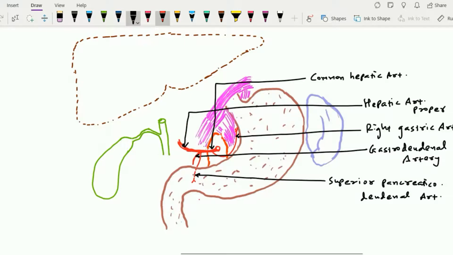Now let's see all the branches in a little bit more detail. The right gastric artery passes towards the left side and runs along the lesser curvature of the stomach within the lesser omentum, and it anastomoses with the left gastric artery, which is a branch of the celiac trunk.